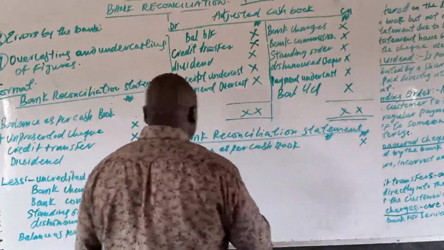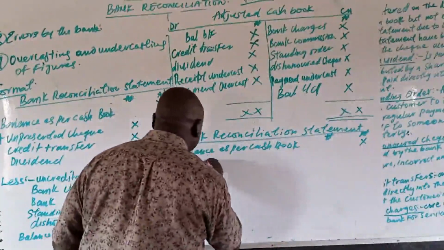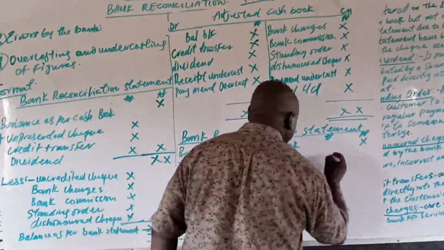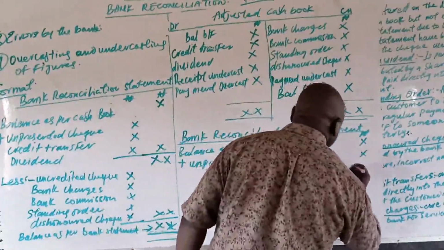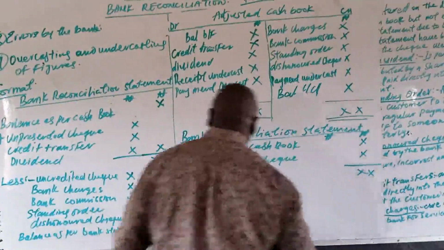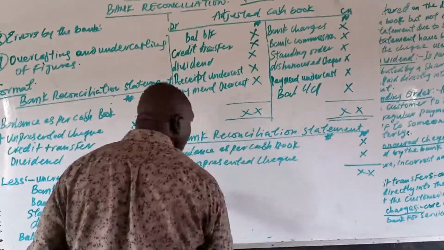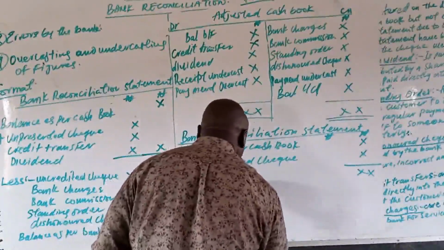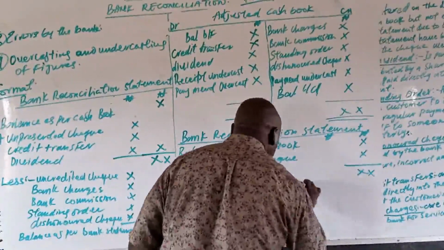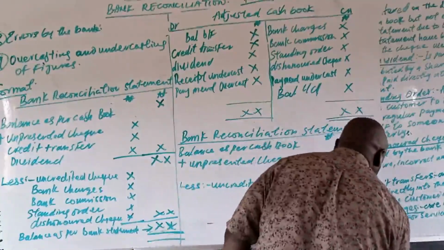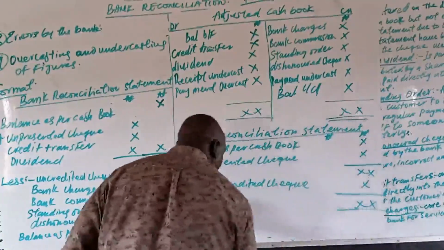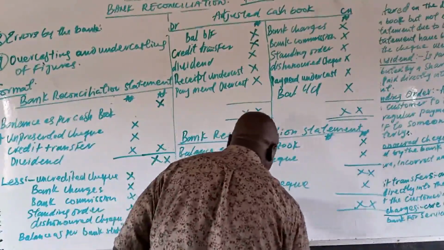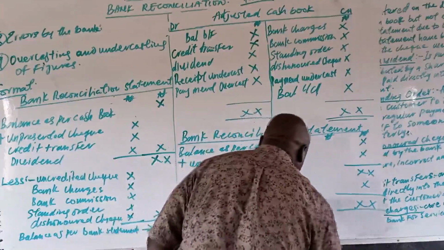Now, you then had your unpresented check. You have your unpresented check. What you get is this. Then you less your uncredited check. This, and what you get is this. And this one will give us balance as per bank statement.